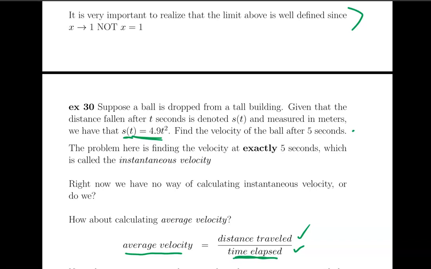So we're going to do this the same way. Does this sound familiar? This is really the same thing as the problem we just did. How do you find the slope given 1 point? It's the same thing. How do you find the instantaneous velocity given 1 point? The point is 5 seconds.